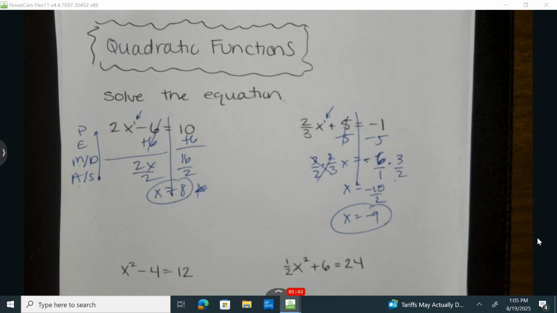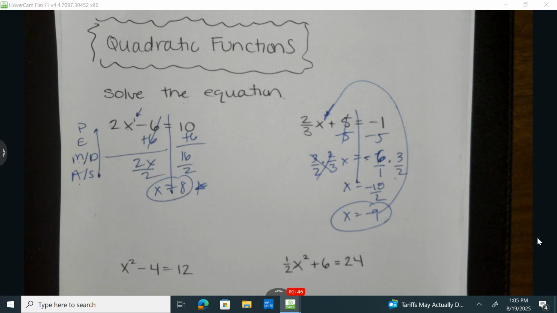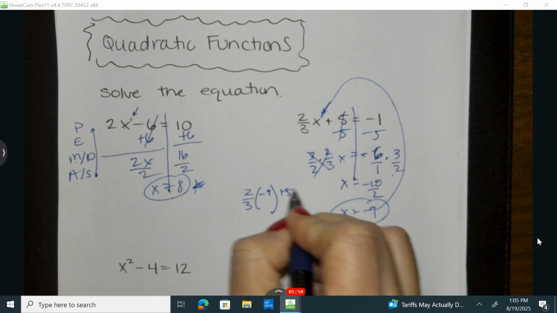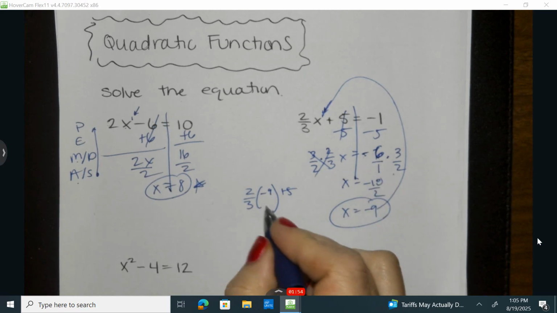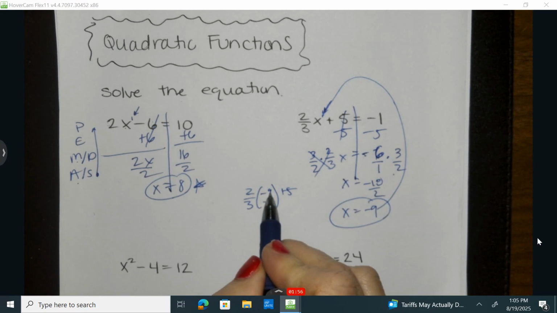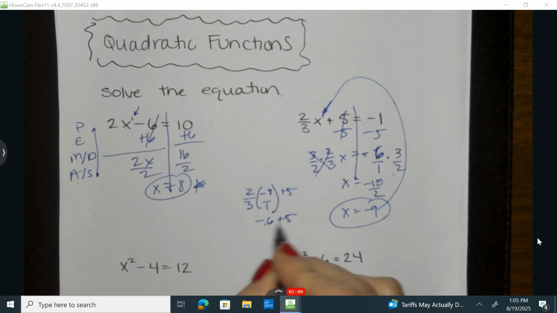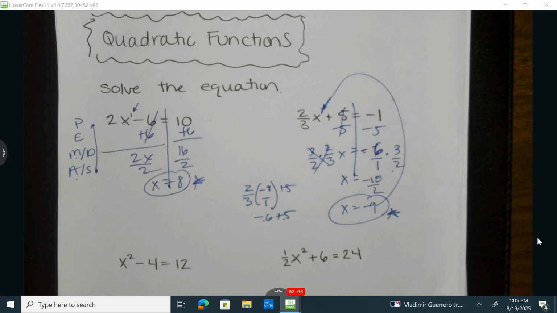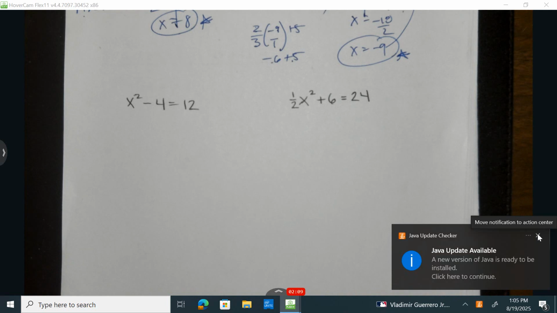Now we do need to go back and make sure, and you can use a calculator to do this. Unfortunately, I did not bring one home. We need to make sure that when I plug in -9, and then I multiply by 2/3 and add 5, that I do get a -5. So let's do that right now. I have -18 over 3. Well, -18 divided by 3 is -6, and -6 plus 5 is in fact -1. It works.